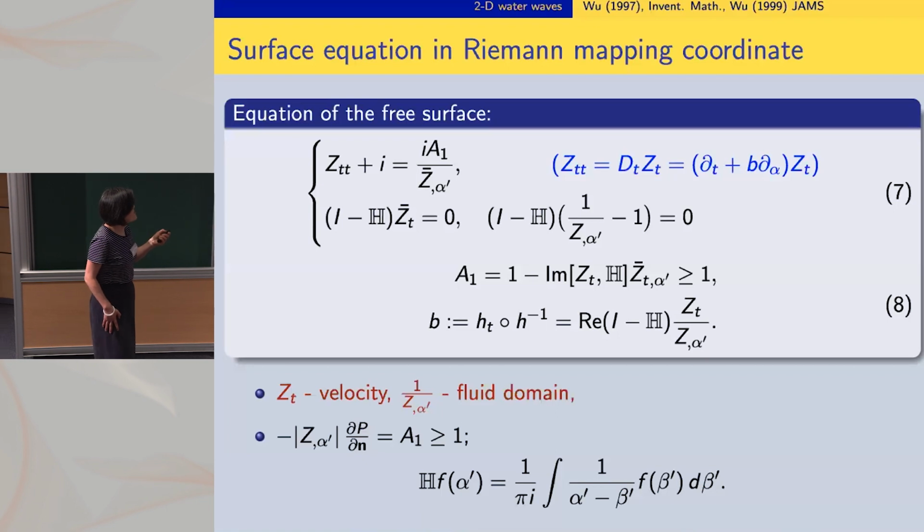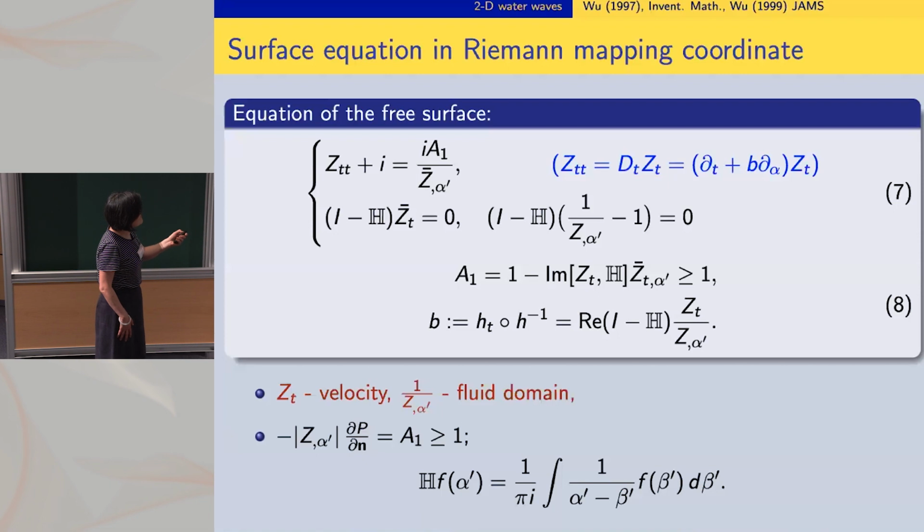Okay, so we have that A1 is 1 minus the imaginary part of this commutator. This commutator you can just expand, and you find this quantity is always non-negative, so that means A1 is always greater than or equal to 1. And this B also has an exact formula.